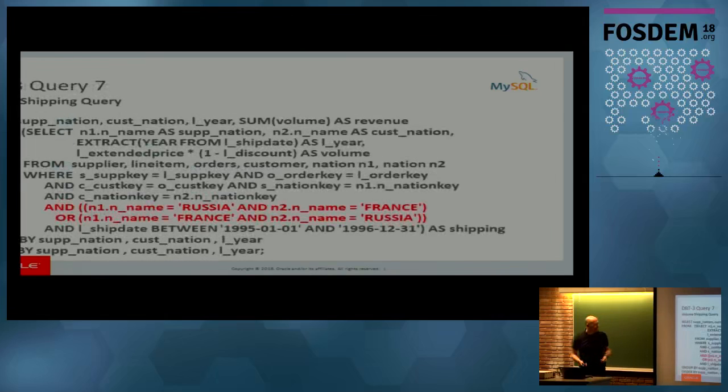Another example of a query, this is a query from the DBT3 benchmark. You don't need to understand the entire query. It's called a volume shipping query, and what it does is calculate the revenue of goods going from suppliers in Russia to customers in France and vice versa. We don't have an index on the name. And as I said earlier, if we were guessing, we would say that 10% would be Russia and 10% would be France, which probably is not accurate, because there are more than 10 countries in the world.